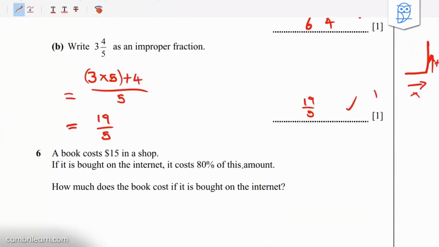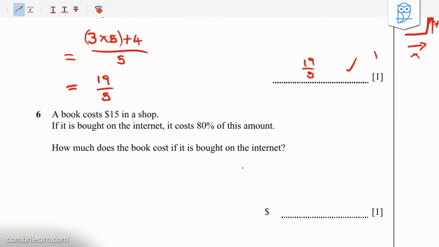Great stuff. Moving on. So question 6. A book costs $15 in a shop. If it is bought on the internet, it costs 80% of this amount. How much does the book cost if it is bought on the internet? Okay, so there are 2 ways that we can do this. We can calculate the discount by saying, okay, great, if it costs 80% of my original amount, that means that I'm getting 20% off.